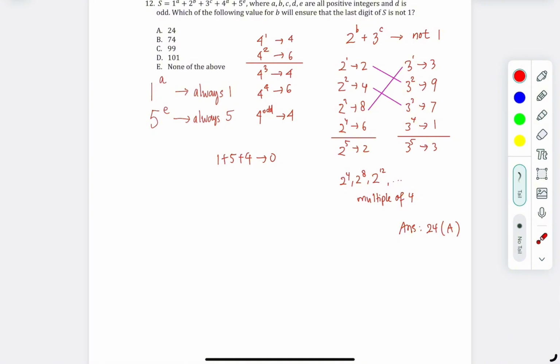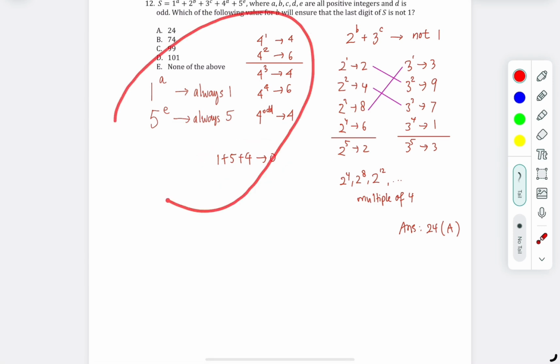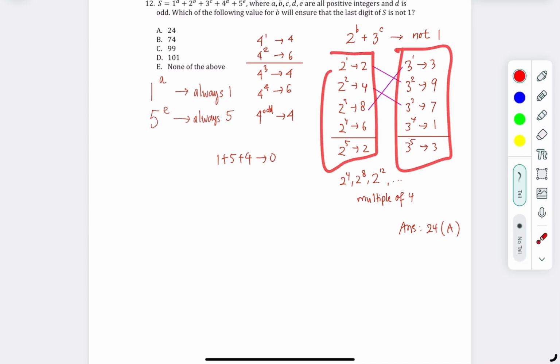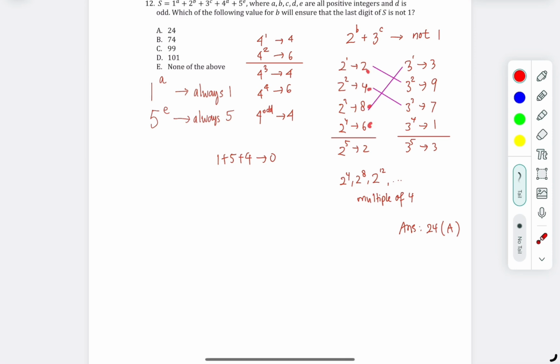Then we realize that for 1, 4, and 5, if we add the last digits together, it will give us the last digit 0, meaning that this term will contribute nothing to the answer, because it will always have the last digit of 0. Which means that I just need to consider 2 to the power of b and 3 to the power of c for the answer. Just now we talked about this. The pattern will repeat every 4, so just do it for 2 and 3. For 2 it is 2, 4, 8, 6, 2. For 3 it is 3, 9, 7, 1, and then back to 3 again.